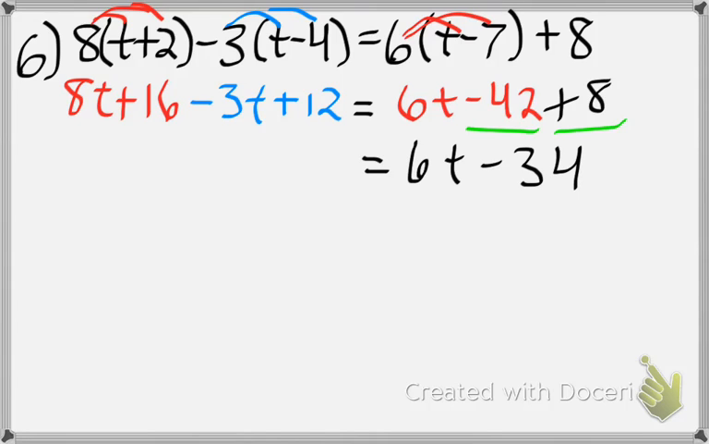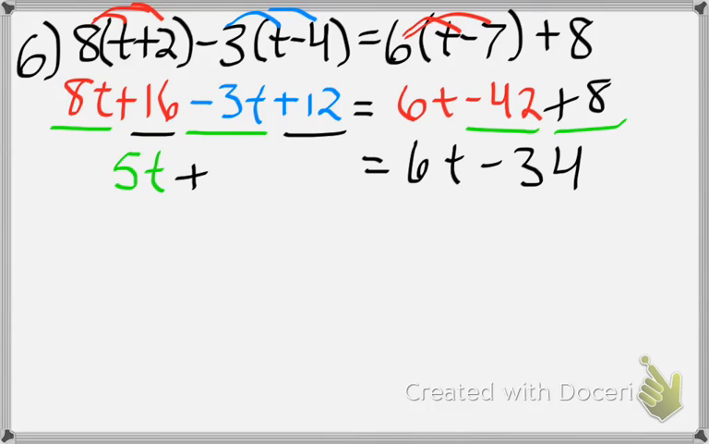Now, on the left side, let's combine all of our like terms over there as well. We have 8t and minus 3t. So 8t minus 3t, that's going to give us 5t. Now, finish combining your other like terms you also have over here. You have positive 16 and plus 12. Well, positive 16 plus 12, that's going to be a positive answer. That's going to give us 28.